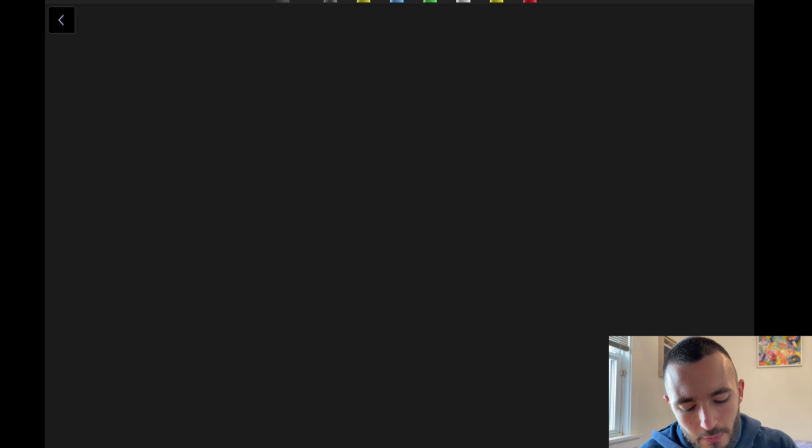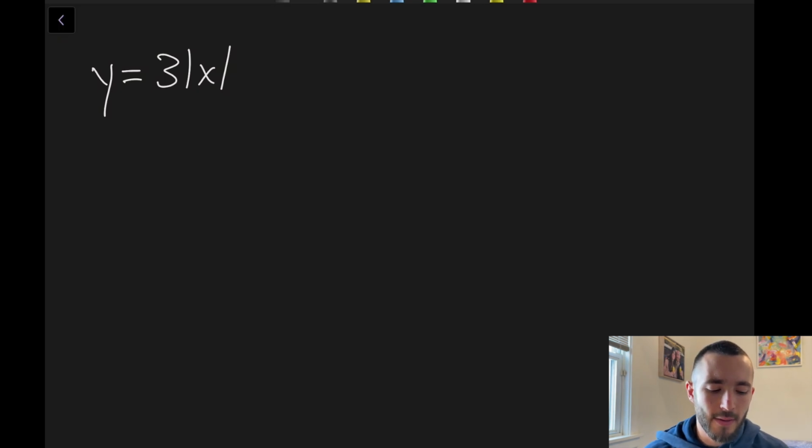So the next one we will do is y equals 3 times the absolute value of x. And you could think of this 3 kind of like a slope. So previously we haven't had coefficients in any of our functions. So the implied coefficient, sort of like the automatic coefficient, is 1, because multiplying by 1 doesn't do anything.